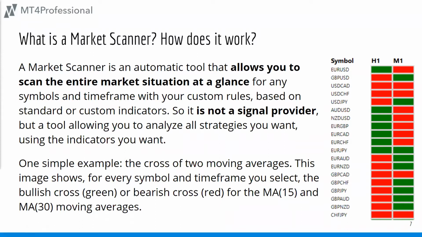One simple example is the cross of two moving averages. The image on the right shows that for every symbol and time frame you select, the bullish cross would be green and the bearish cross would be red. And this is for a 15 and 30 period simple moving average. So you can see over here on the right, if I see a bullish cross, then I can see the Euro US dollar would be bullish on the 1 hour, but bearish on the 1 minute, and so forth.